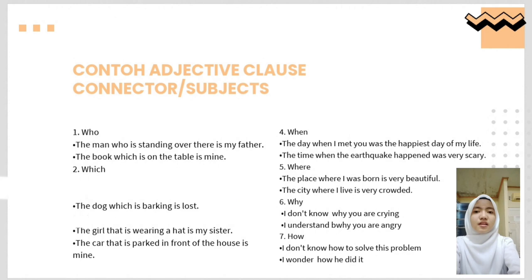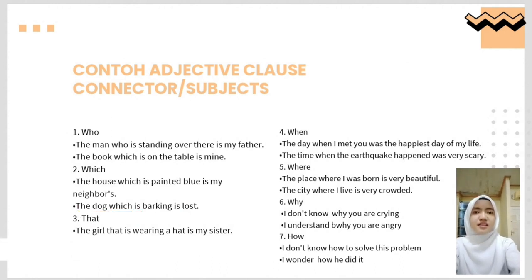The second example, connector which. Example sentence: The dog which is barking is lost. The dog is the subject 1. Which is barking is the adjective clause. Which is the subject or connector 2, is is the verb 2. Is lost is the verb 1.